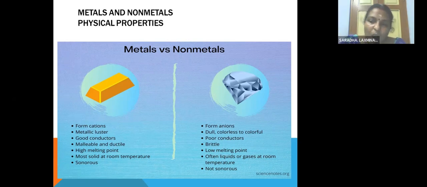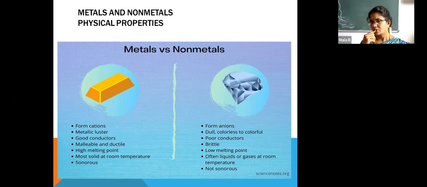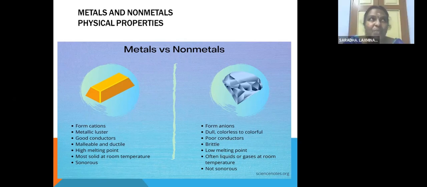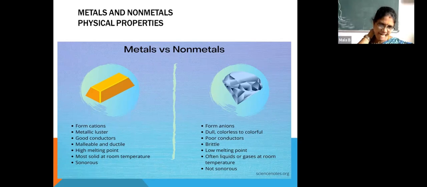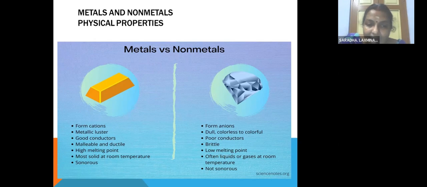There are always a lot of exceptions here. I usually use the word generally: generally, metals are conductors. Generally, non-metals are non-conductors or insulators of electricity. But graphite is a non-metal and it conducts electricity. Generally, metals are hard, except potassium or sodium, which are soft metals. So everything goes with the word generally, so that the child will also understand there is no hard and fast rule. There are certain exceptions here.